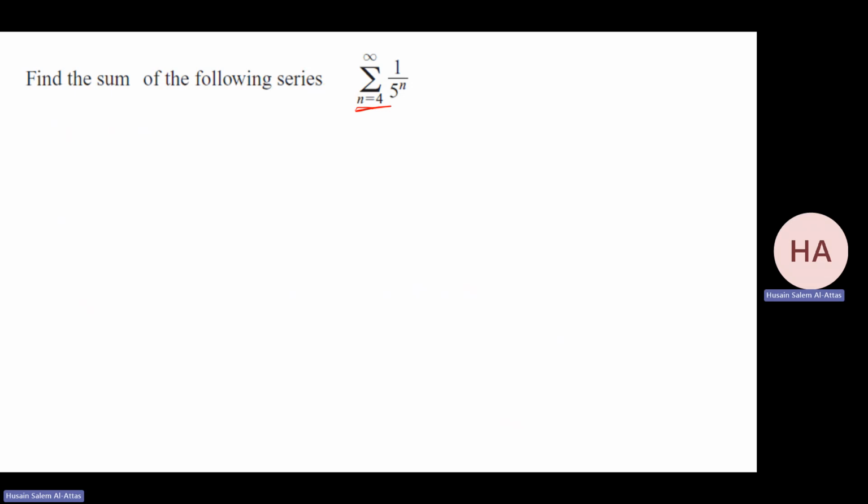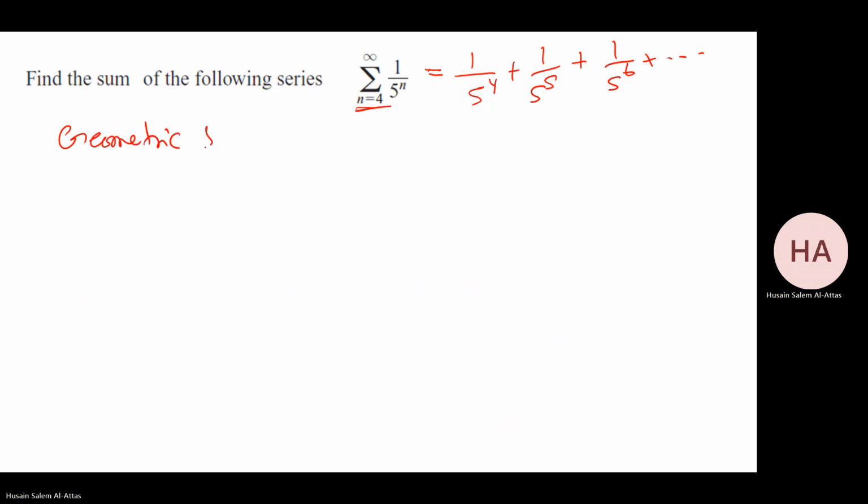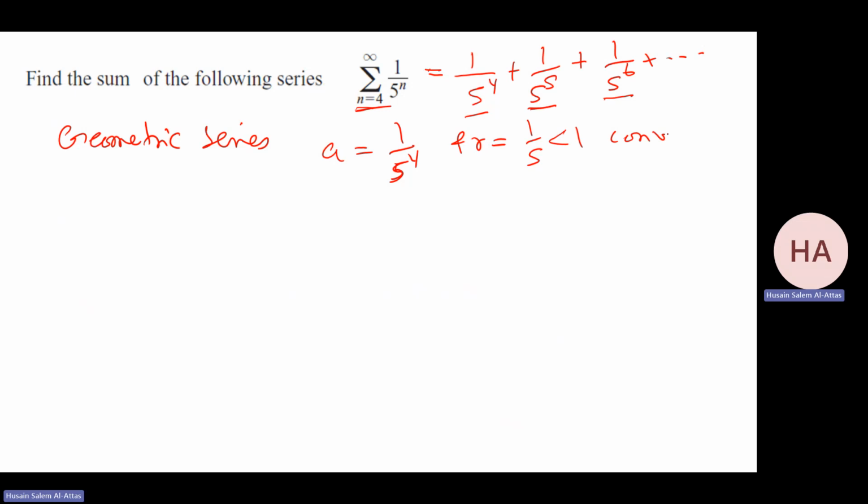One way is to try to open this. This will be 1 over 5 to the power 4 plus 1 over 5 to the power 5 plus 1 over 5 to the power 6 and so on. So what is this? It is geometric, very clear geometric. What is A? A is 1 over 5 to the power 4, and R, I'll divide this by this, it will be 1 over 5. Which is clear. Also clear of this by this, I'm getting 1 over 5. So R is 1 over 5, which is less than 1, so it converges.